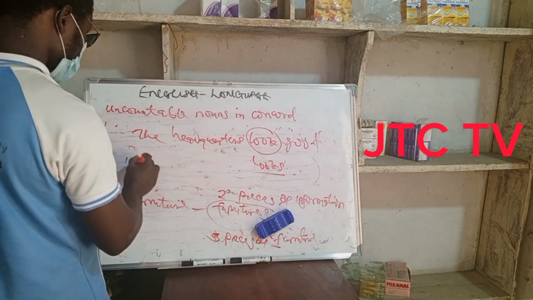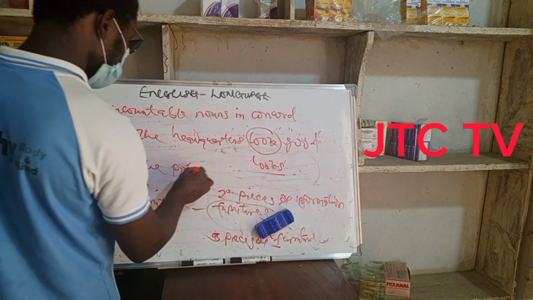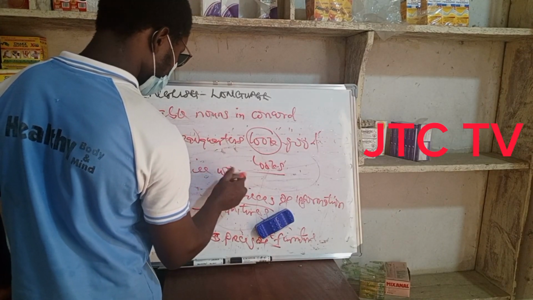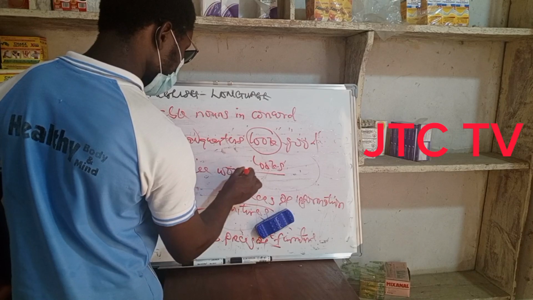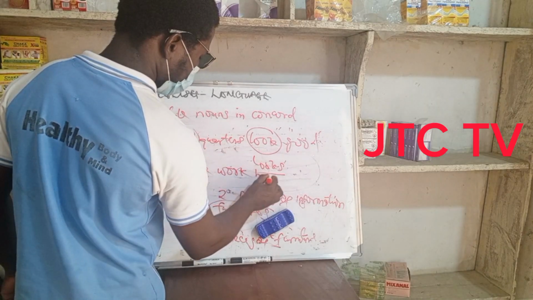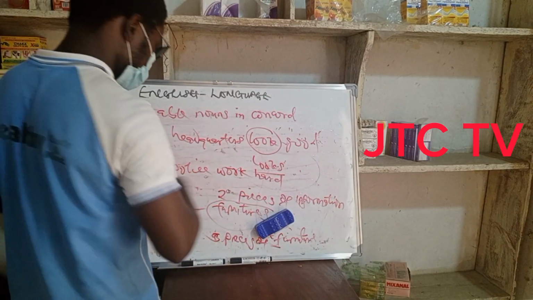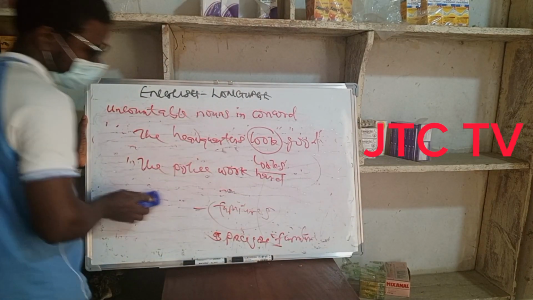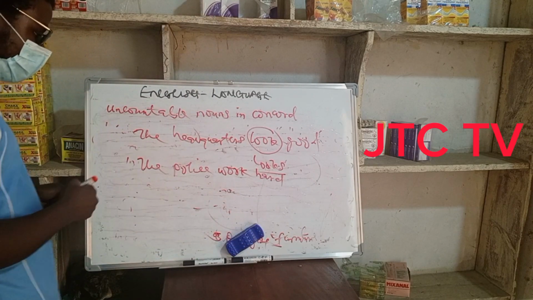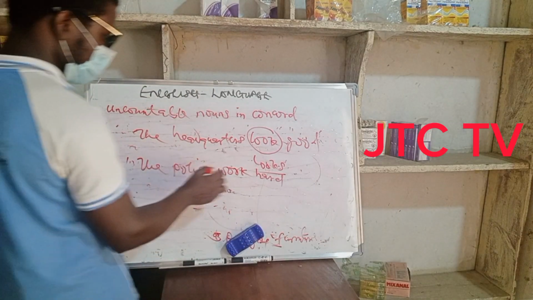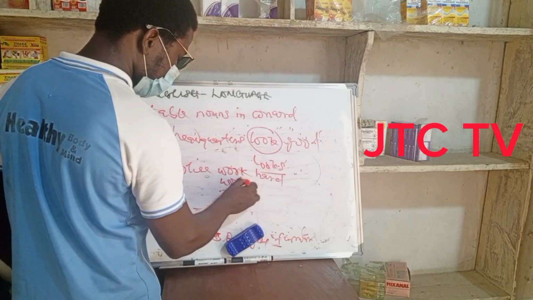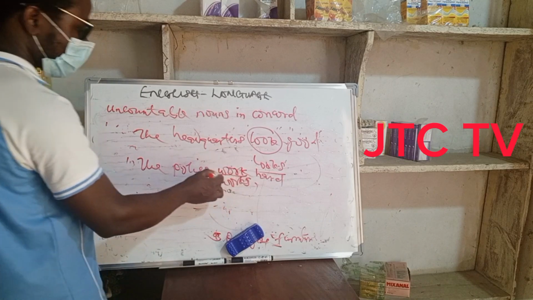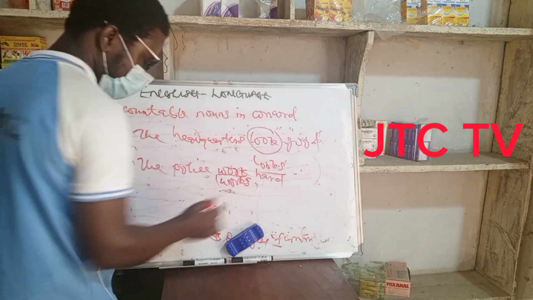Also, the police work hard. This is correct. The police work hard. But it's wrong for you to say the police works hard. Don't add X. This is wrong. This is the correct one: work and not works. Okay?